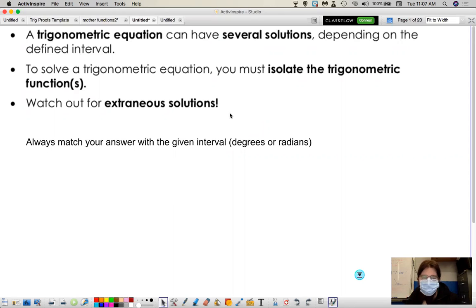Two things you get from your interval. First, whether we're dealing with degrees or radians. Second, where you're looking on your unit circle. For this class, we're only dealing with answers that are going to be on the unit circle. So let's get started.